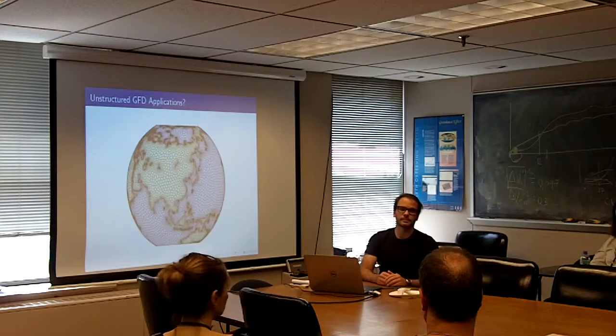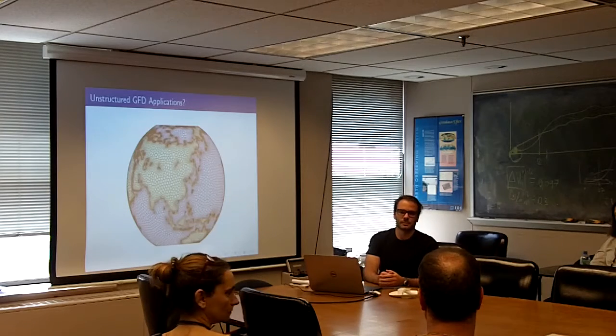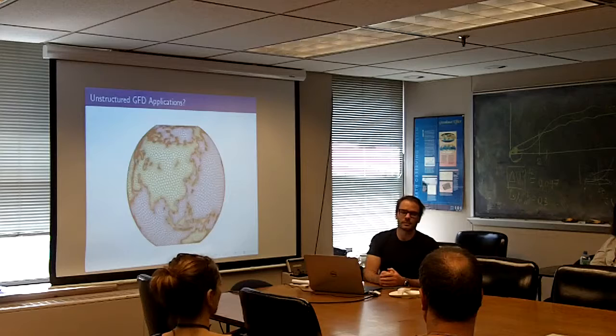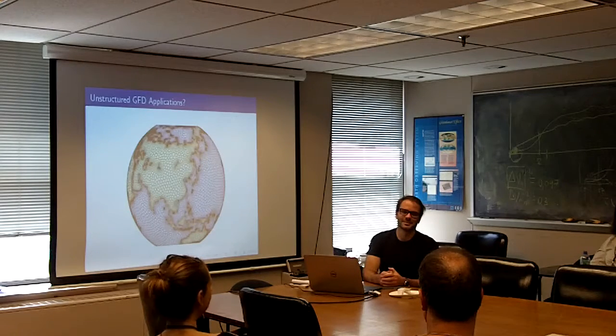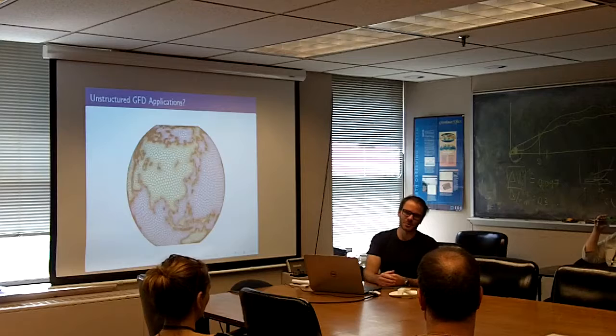Can you also make it adaptive, so that if, like in the ocean, there's an eddy somewhere, then you make it very fine there, and where there's nothing going on, it's coarse? That's the coolest of cool numerical methods.